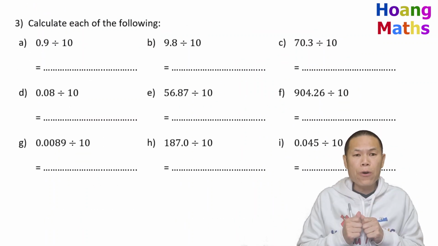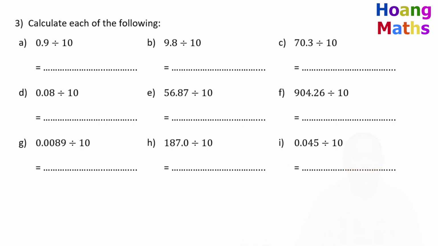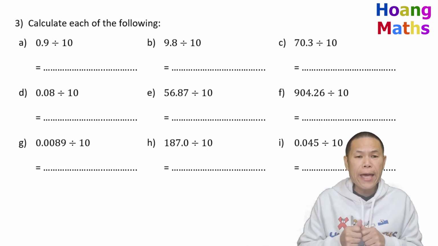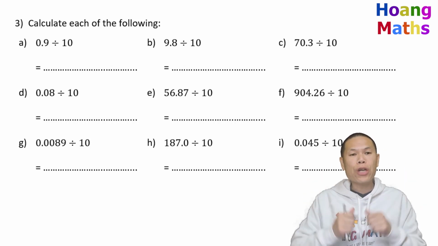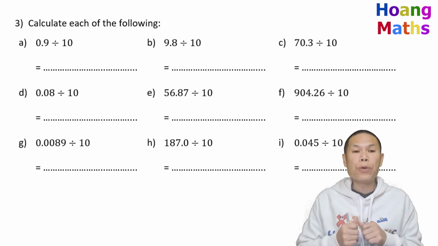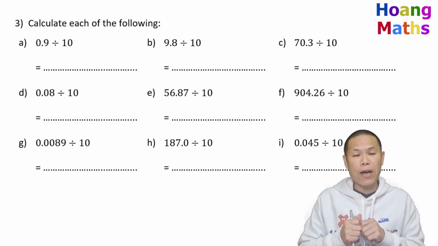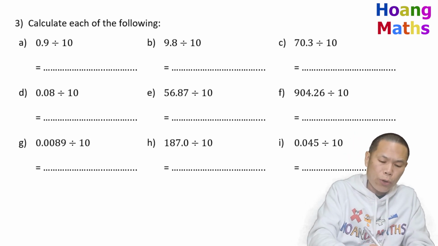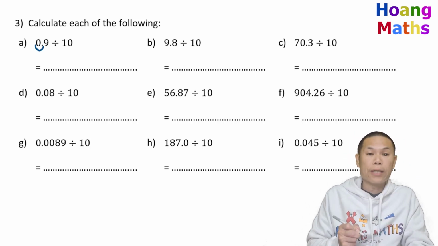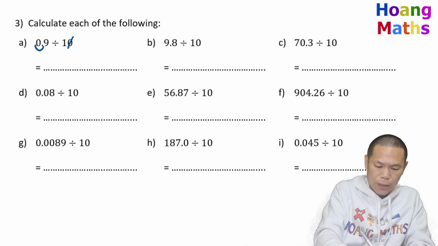Please pause the video and try this one yourself. Hi there, I'm back. How did you go? So let me just go through them with you. So 0.9 divided by 10. So this decimal point here, move 1 unit to the left. So this cancels out. So that becomes 0.09. But we put a 0 in front.